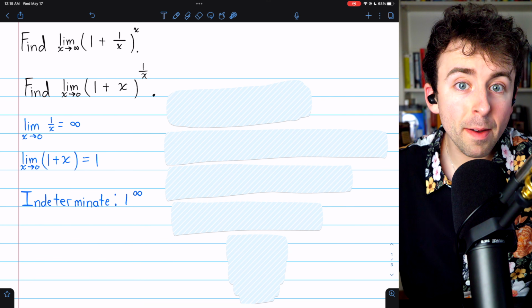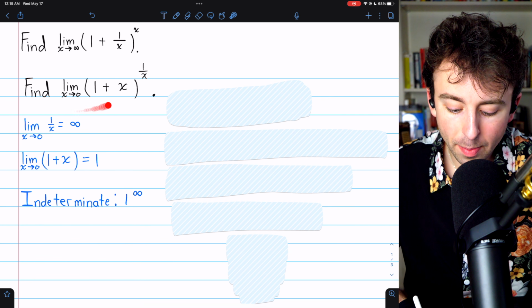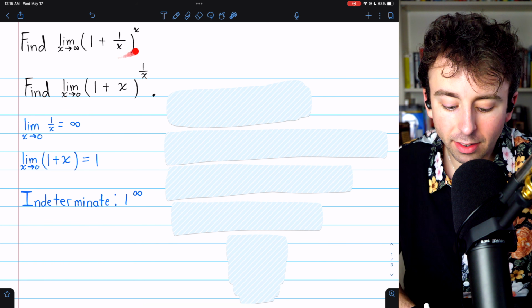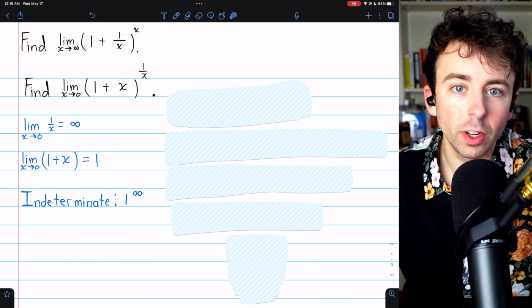I only mention that because, as we're going to find out, this limit is actually equal to the number e, and this limit is often given as the definition of e.